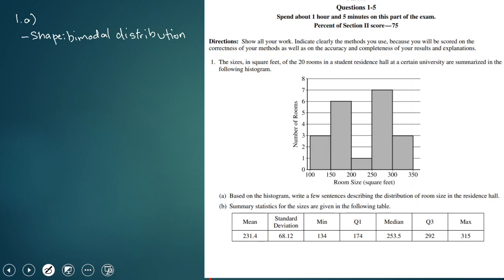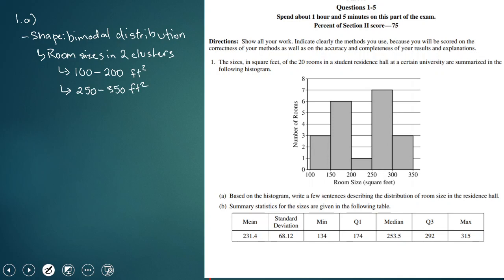Now, whenever we have a bimodal distribution, it's a subset of a cluster distribution. And so what we can say is that most of the room sizes fall within 2 clusters. So we have 2 clusters. It's important to specify these clusters, so I'll say it's between 100 to 200 feet squared as one of them, and then the other one is 250 to 350. Alright, that's for the most part the shape.